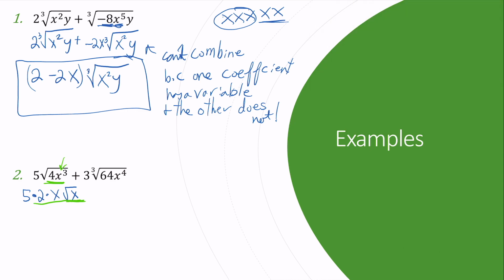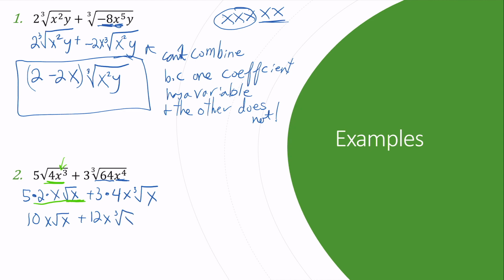Then I have plus 3, the cube root of 64. Well, the cube root of 64 is 4. And if I take the cube root of x to the 4th, 1x is going to be able to come out, but another cube root x is left under the radical. So now I have 10x root x plus 12x cube root x.